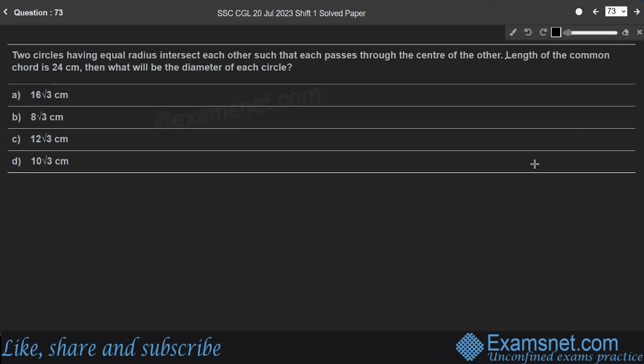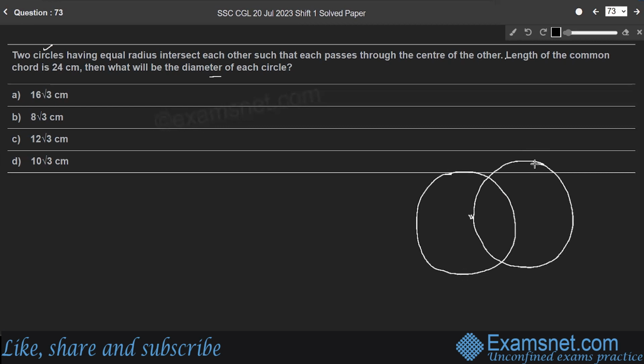Question 73. Two circles having equal radius intersect each other such that each passes through the center of the other. Length of the common chord is 24 centimeter. Then what will be the diameter of each circle? So let us consider two circles having same radii, right? So each circle passes through the center of the other circle.